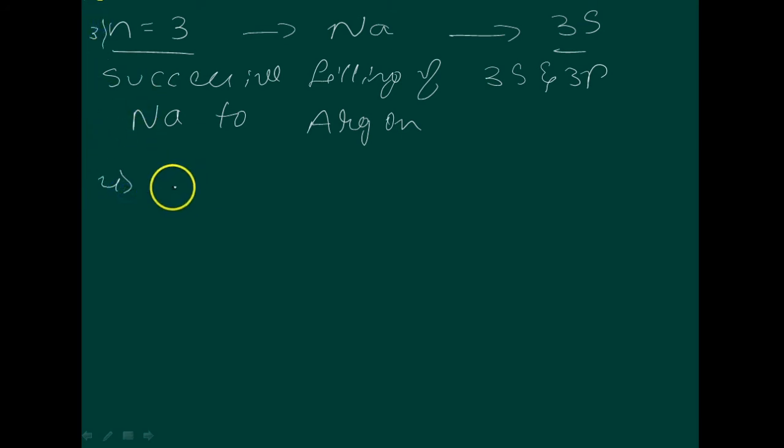Next come to the fourth period, when n is equal to 4. It starts with potassium, that is K, and the added electrons will fill up the 4s orbital. Now you may note that before the 4p orbital, there is still filling up of the 3d orbitals. I will give the example of potassium. Do you know the atomic number of potassium? Can you tell me the atomic number of potassium, and can you write down its electronic configuration?